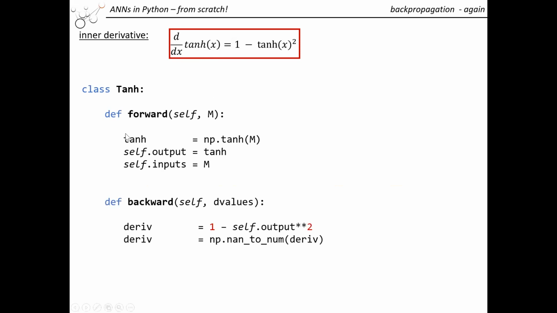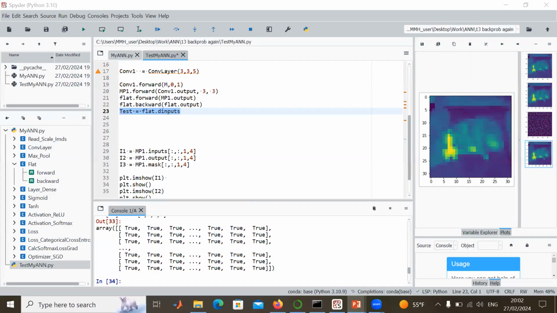So we have the tangents hyperbolicus here, which gives you the output. So 1 minus the output squared is the derivative. I added a none to num just to make sure that we do not get into trouble with the NaNs. And then we can multiply the inner derivative with the d-values. And that's pretty much it. So we just go back to our module now in our code and just add those lines. And then we're also done with the backpropagation part here.